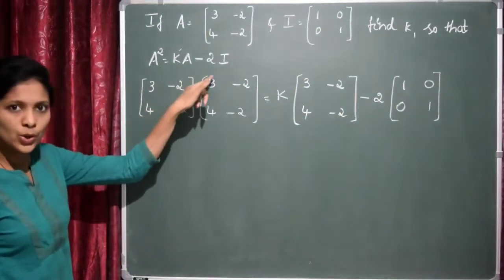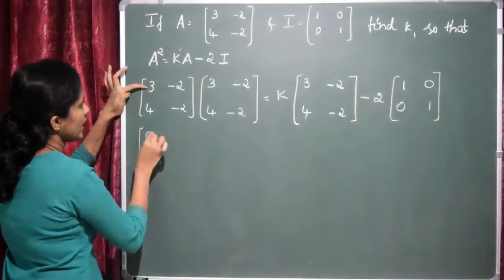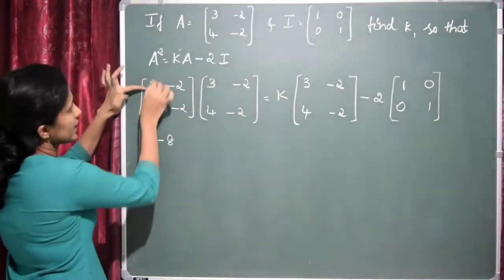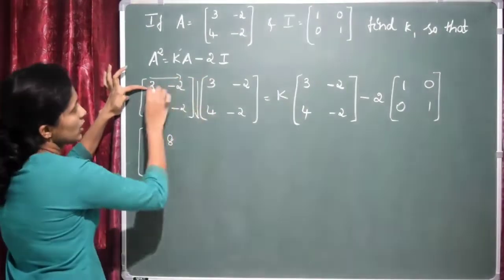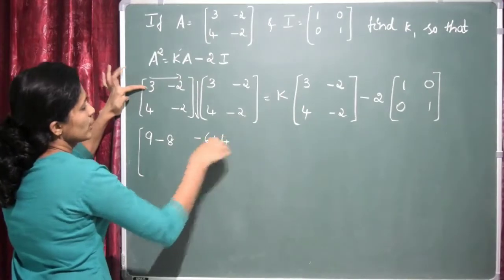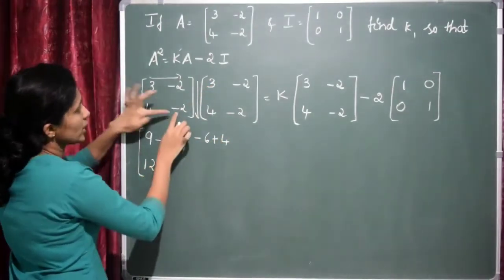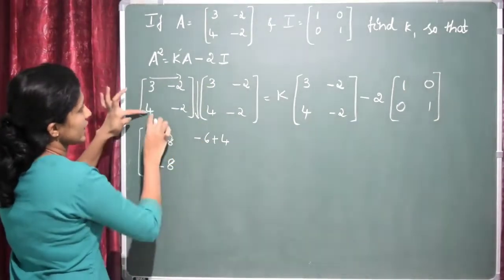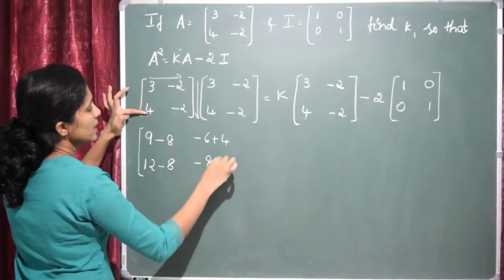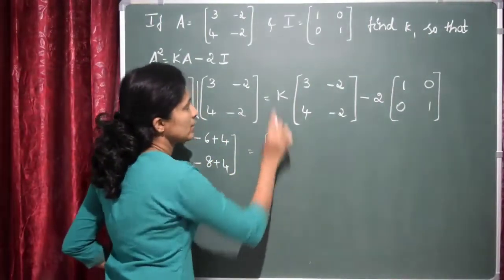This is row into column. First element will be 3 into 3 is 9, minus 4 into 2 is 8. Second element, row into column, 3 into minus 2 is minus 6, minus into minus will be plus 4. Here 4 into 3 is 12, minus 2 into 4 is minus 8. Again this is 4 into minus 2 is minus 8, minus into minus will be plus 4. Is it clear? So this is equal to, now we'll multiply by K.